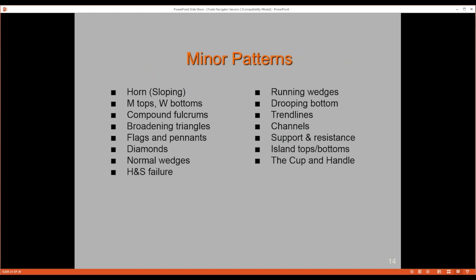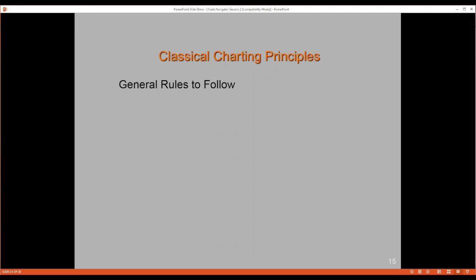And then, of course, Schabacher also identifies a whole number of minor patterns. The horn, M-tops, W-bottoms, compound fulcrums, all the way on. The last one on the right-hand side, the cup and handle, I have accepted. Even though Schabacher never alluded to a pattern called a cup and handle, I have been convinced that it's a good pattern, and I put it into my repertoire of patterns that I'll identify. But you can take a look at the rest of them.